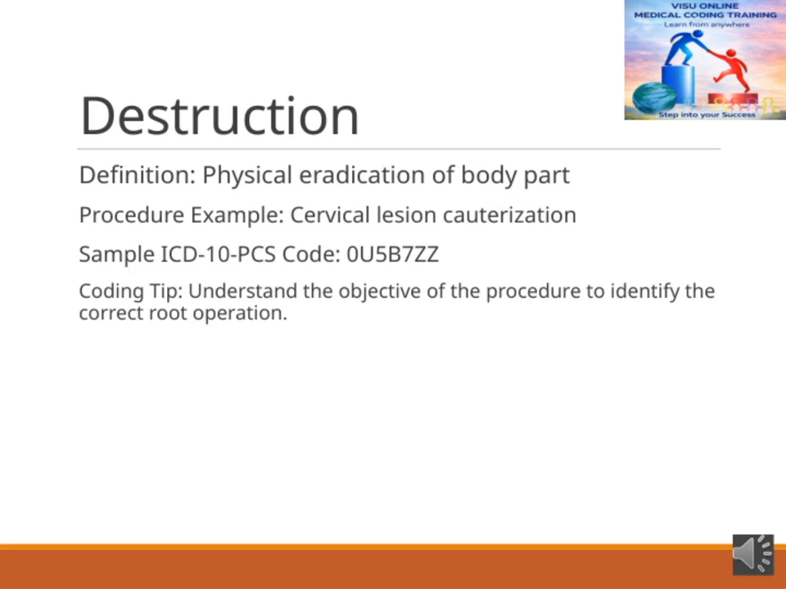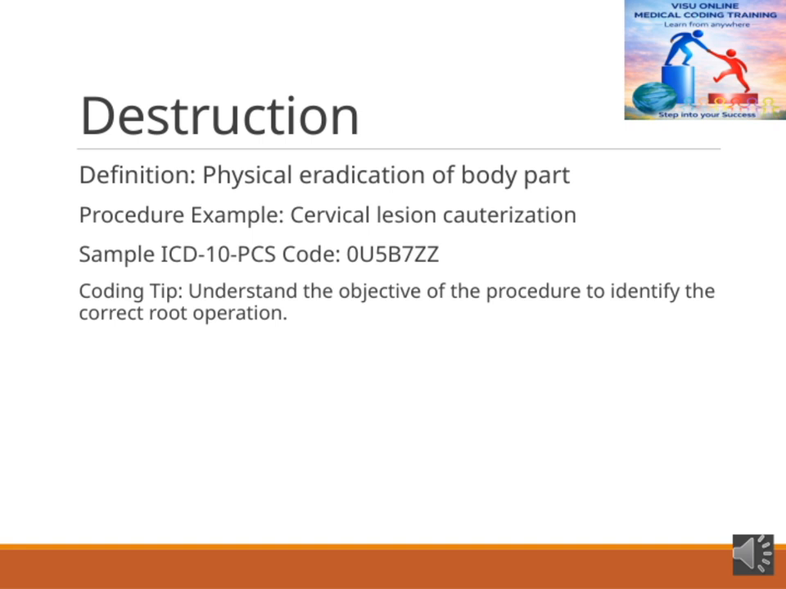Let's take a closer look at the definition of destruction. This refers to the physical eradication of a body part, meaning we're intentionally removing or destroying tissue or an organ. For example, a common procedure is cervical lesion cauterization, where abnormal tissue on the cervix is cauterized to eliminate it. When coding this, you would use the sample ICD-10 PCS code 0U5B7ZZ.